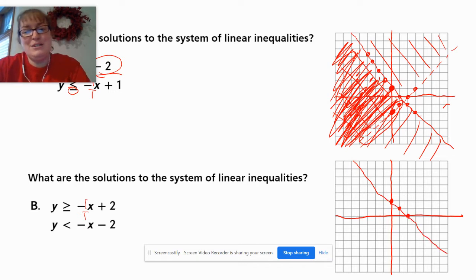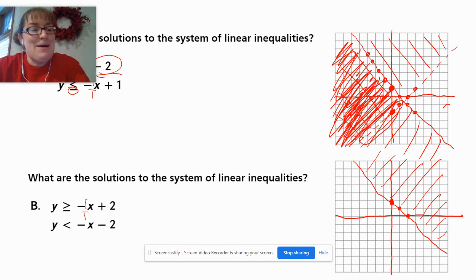Sorry, my line's not very straight there. And then finally, I'm going to look at shading, and this one says I want y's that are greater than or equal to this boundary, or greater than or equal to that positive 2, so that it becomes greater than on this side of my line.